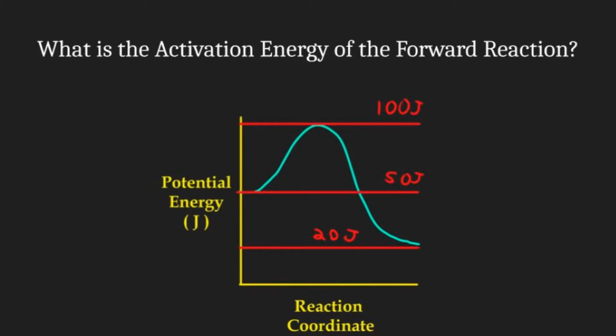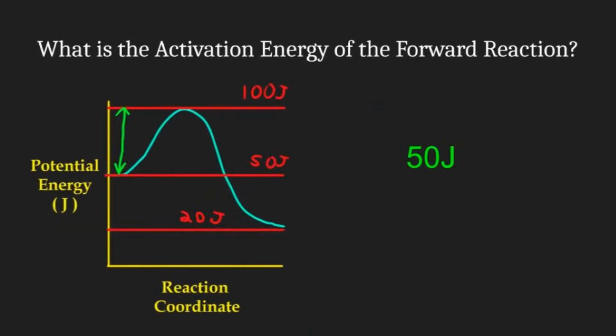Now, using that same graph, I have one more question that I would like to go over, and that's: what is the activation energy of the forward reaction? So remember how the activation energy of the forward reaction is the difference between where we start to that activated complex, or that top peak. The first thing I always like to do on one of these questions is actually draw in the arrow that represents what we're looking for. So you'll see I drew the green arrow on the graph between the 100 joule line and the 50 joule line. So all we have to do to find the activation energy is do 100 joules minus 50 joules, which gives us that the activation energy of the forward reaction here would be 50 joules.